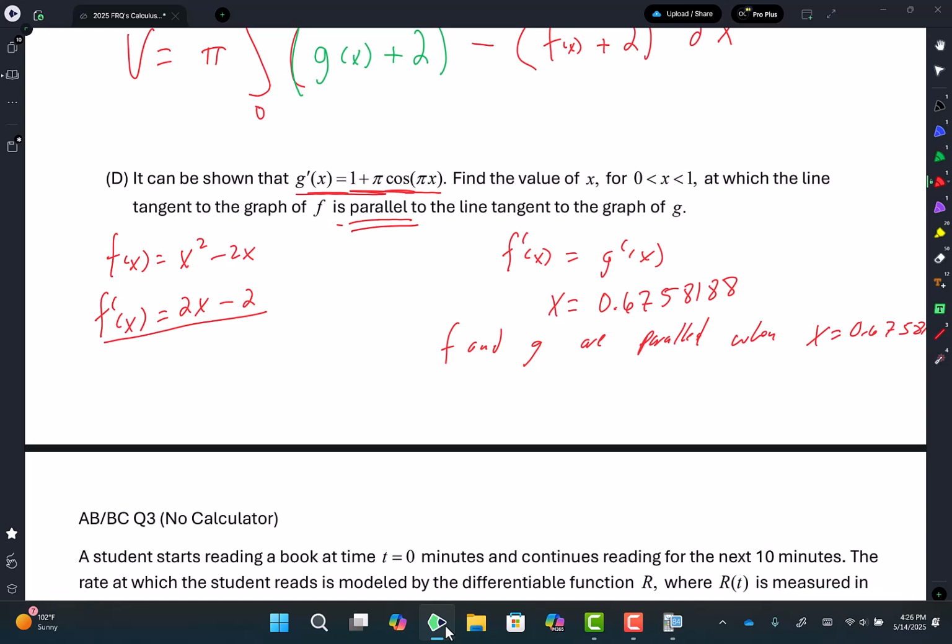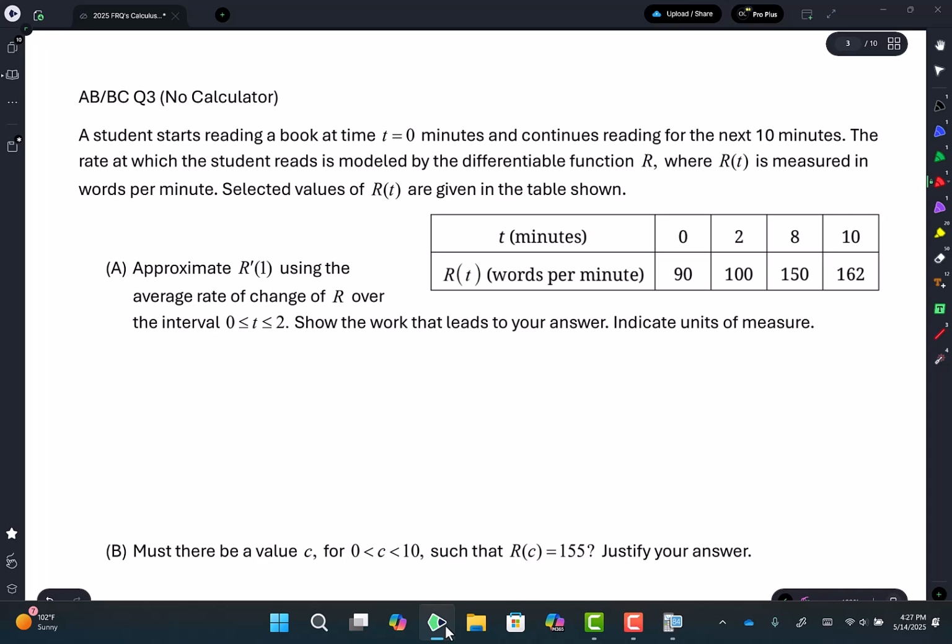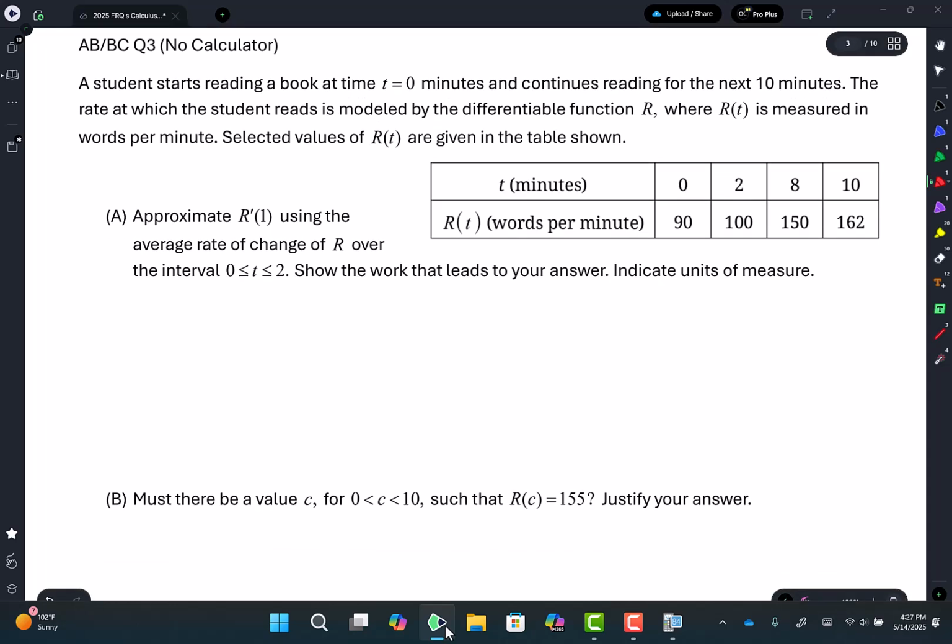We're done with that. How do you feel about those questions, those two? I wish I had those questions. Oh, well, yeah, because you didn't. But how'd you feel about number 1? Good. Okay, let's look at question 3.